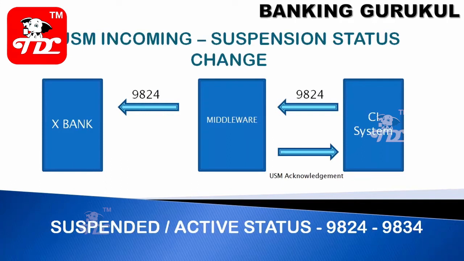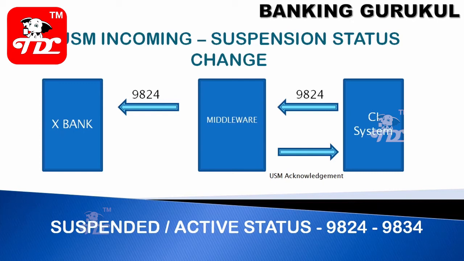In case the CI system sends a message to middleware, and from middleware it reaches X bank, and your system is not in active status but in suspended status, then middleware will not receive any acknowledgement from X bank. Then middleware sends an acknowledge message to the CI system that X bank system is down or suspended.